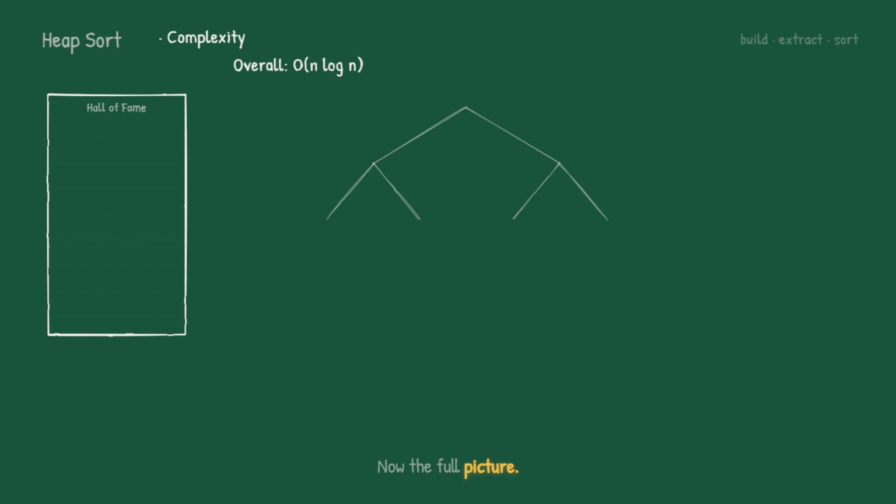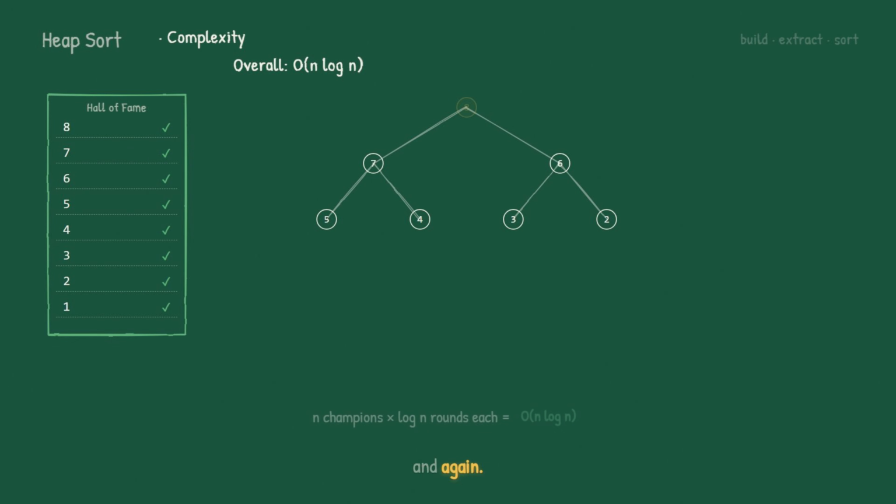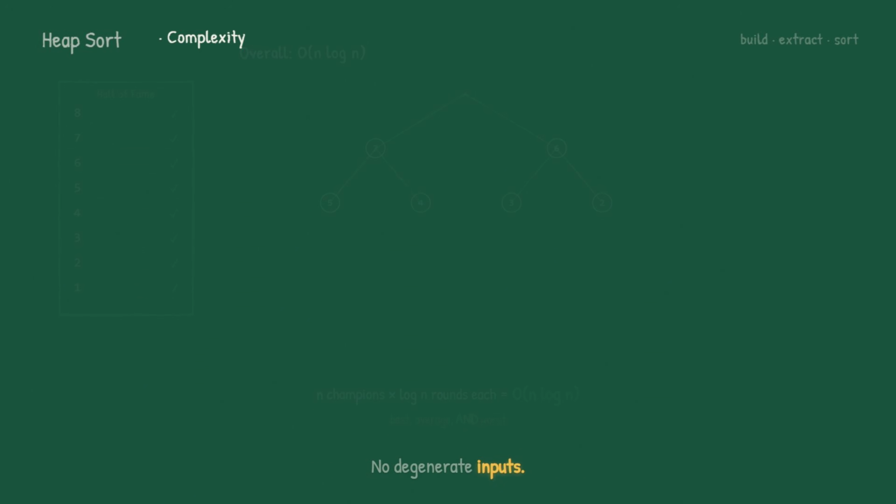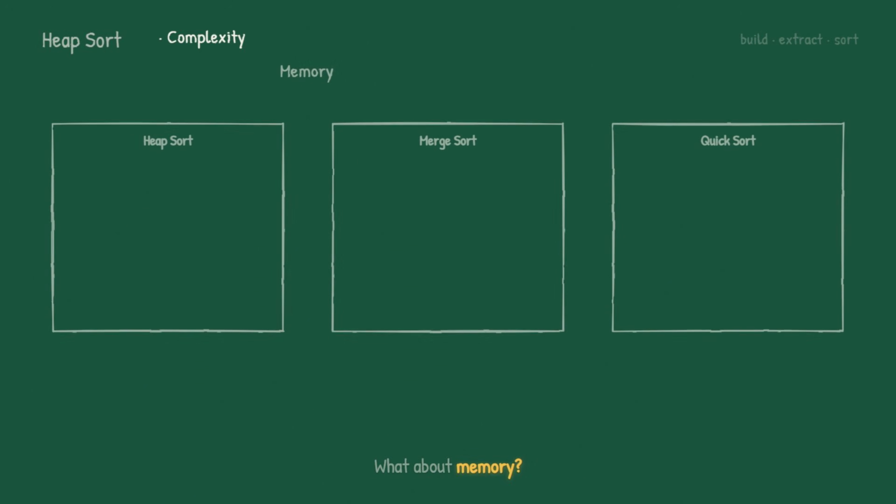Now the full picture. What's the total time? After building the heap, we extract the max n times. Each extraction needs a heapify. That's log n work. Watch. Again and again. n champions. Log n rounds each. And here's what makes Heap Sort special. This is the same for best, average, and worst case. No degenerate inputs. Ever.